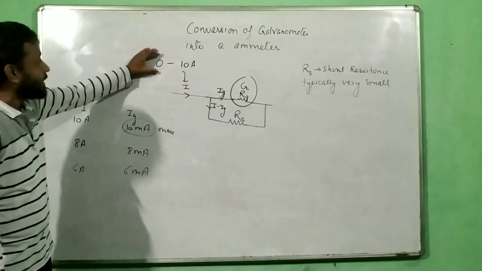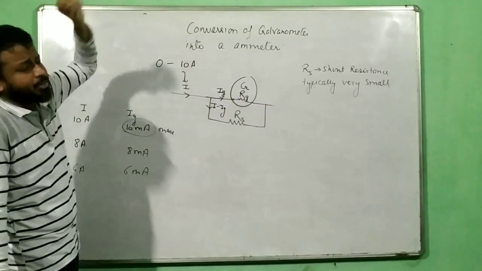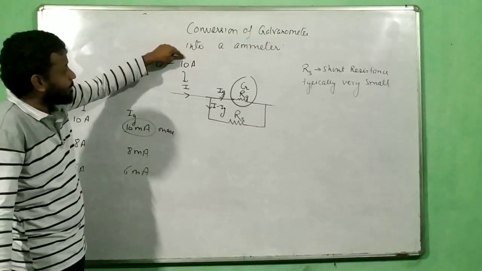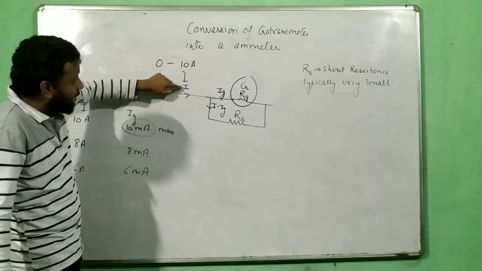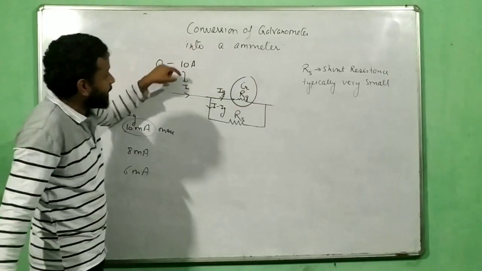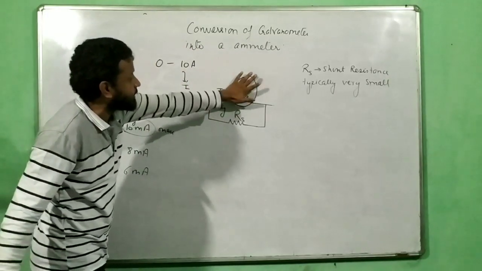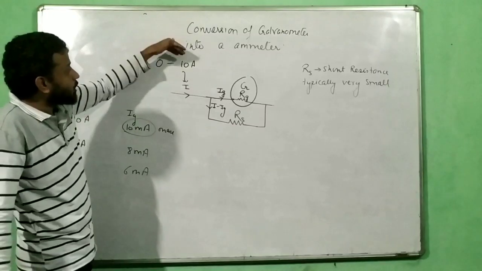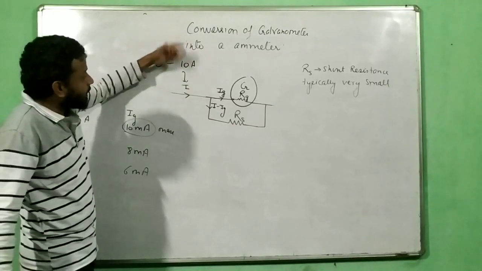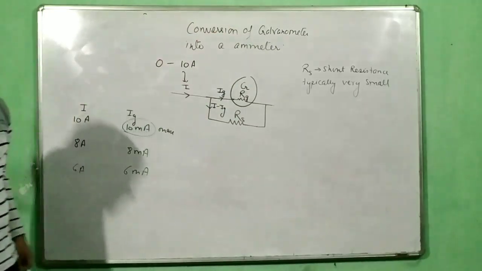So whenever you are asked to convert an ammeter to 0 to 10 or 0 to 50, whatever the upper limit is, at that current the Ig in the galvanometer should be maximum, because when I becomes less, this also becomes less, and the galvanometer is safe. I should not cross this limit. If I crosses this limit, this crosses its own limit and then it becomes damaged.